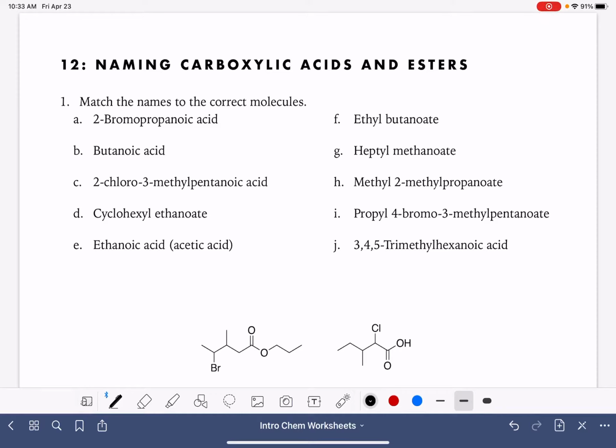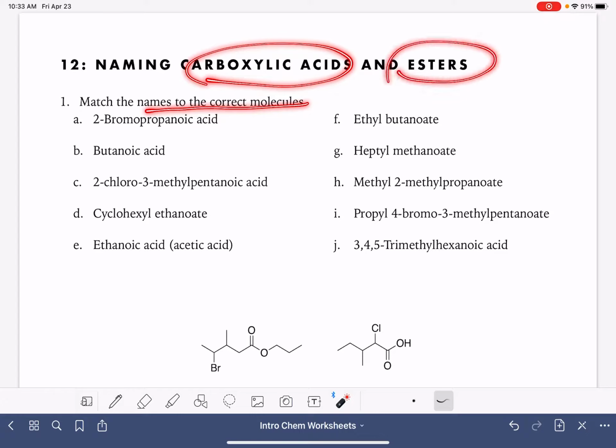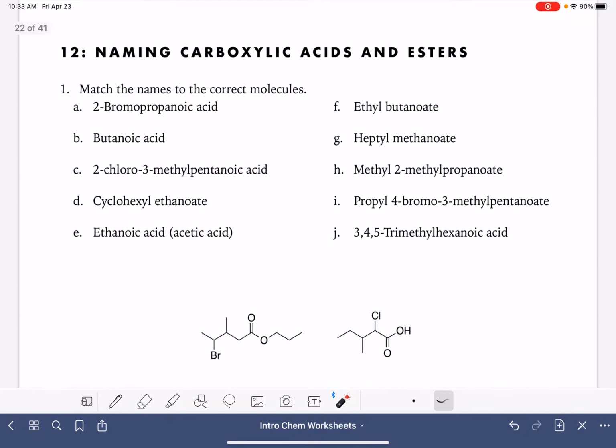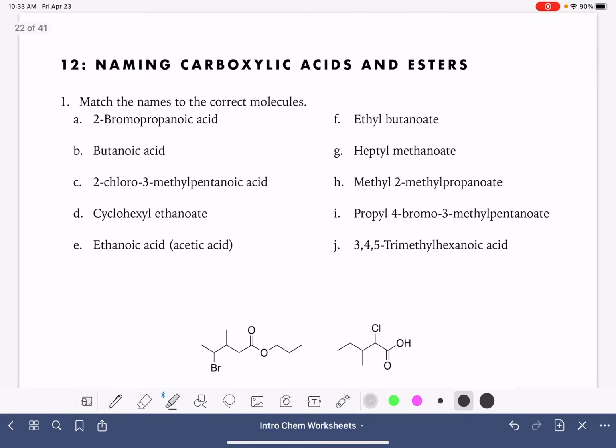On this worksheet, we're going to practice matching the names of carboxylic acids and esters to their correct structures. I'm going to start with the carboxylic acids. Carboxylic acid names all end in the word acid. So what I'm doing right now is highlighting all of the molecules that are carboxylic acids. They all have acid at the end of their name.